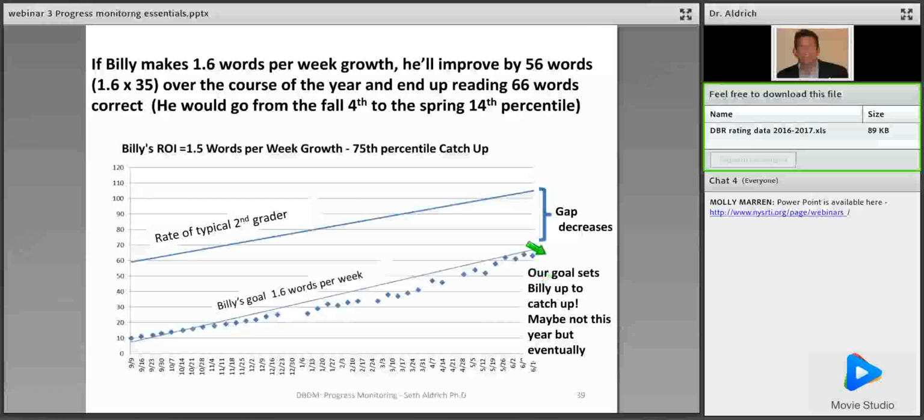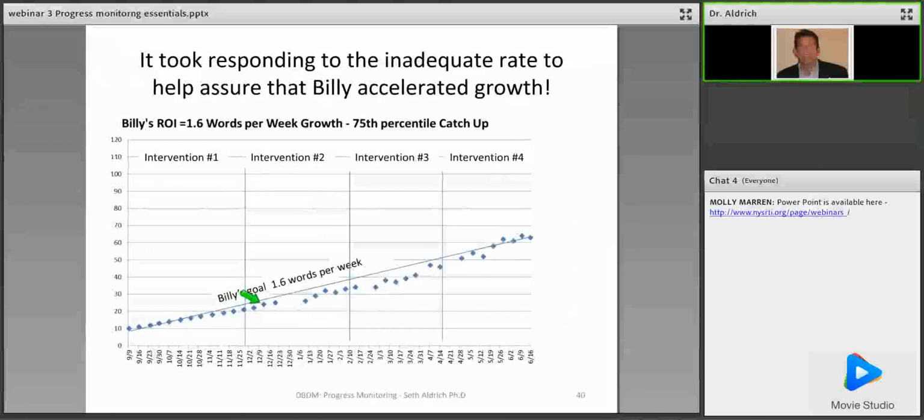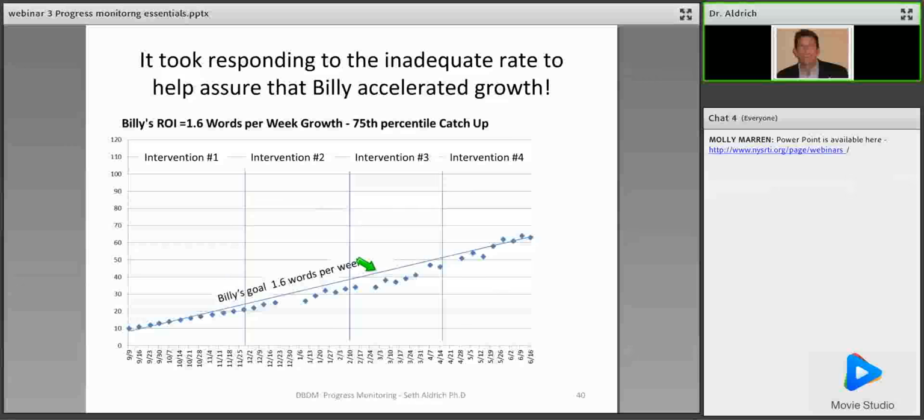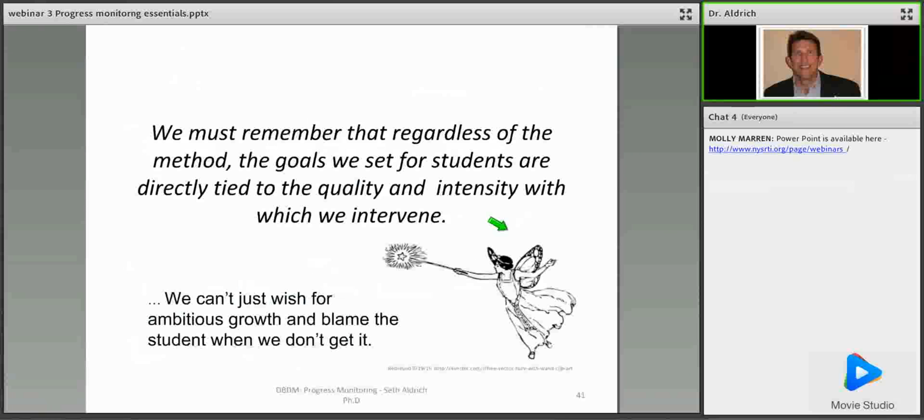He might not get to average by the end of the year, but hopefully over time. In this particular case, he's going from the 4th percentile to the 14th percentile, which some people might say, well, that's not enough. Well, then you need to throw more at him. You need to really intensify that intervention. Perhaps then you can expect a little bit more. It's because we responded to the data that we allowed Billy to catch up a little bit more. And you can see that he made that goal in this example.